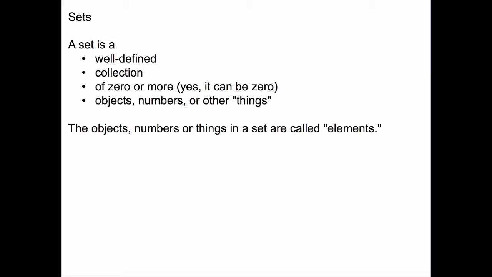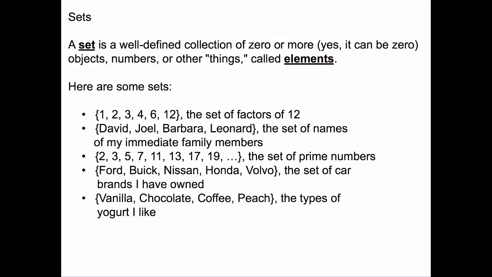So let's begin. A set is a well-defined collection of 0 or more, and yeah, it can be 0, objects, numbers, or other things. The things in a set are called elements. So here's some examples. First, the set 1, 2, 3, 4, 6, 12. Those are the set of factors of 12. David, Joel, Barbara, and Leonard. Those are the set of names of my immediate family members, and each one of those names is an element of that set.